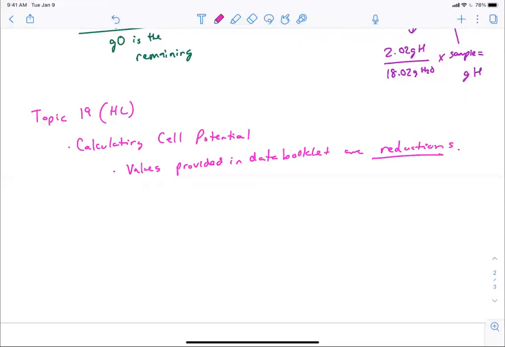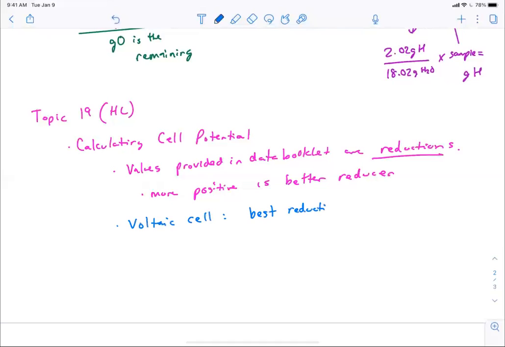So when you're comparing two half reactions, you're always going to be given both reduction values. Therefore, the one that's more positive is the better reducer, and the one that's more negative is the better oxidizer. And if you're trying to figure out a voltaic cell, you want the best reduction potential plus the best oxidation potential. And that way you get your cell potential.